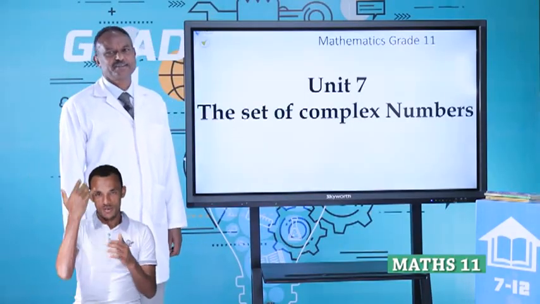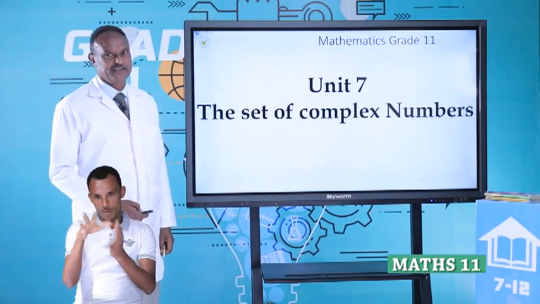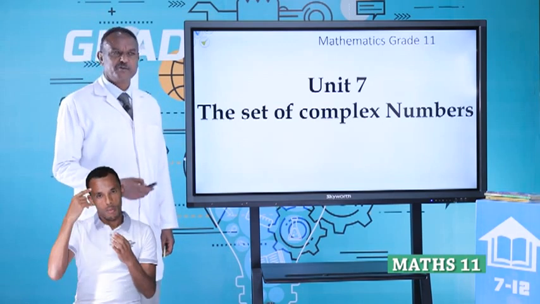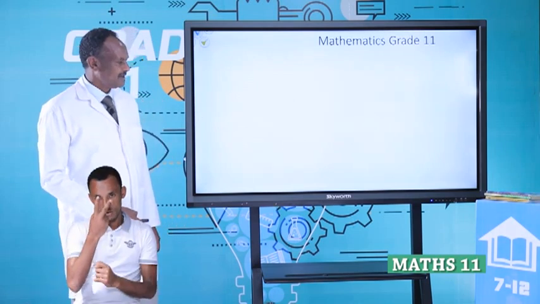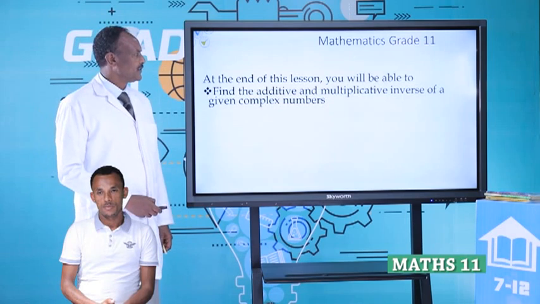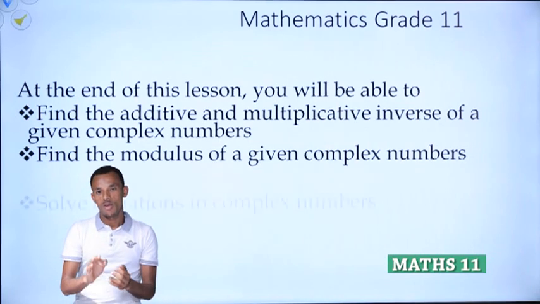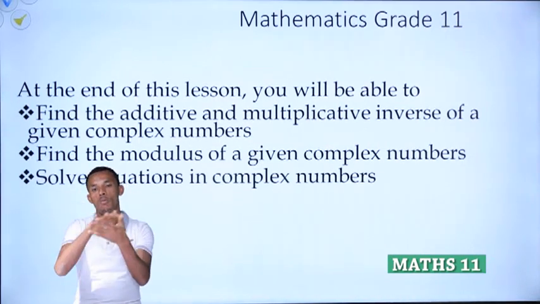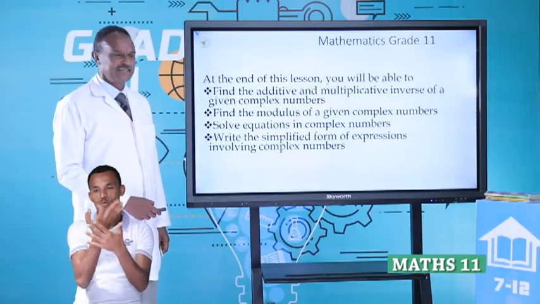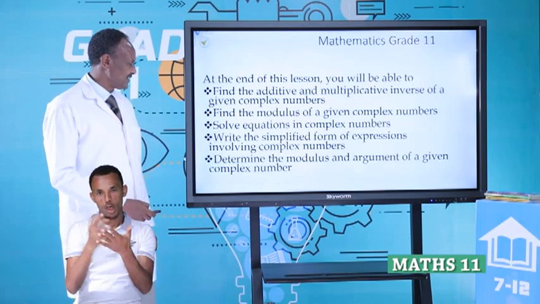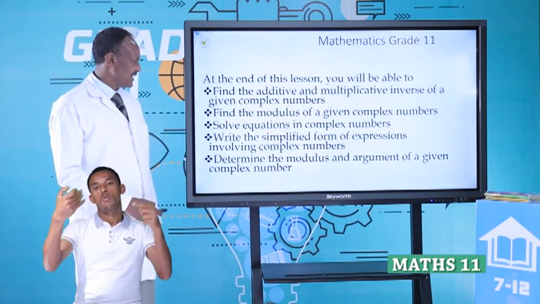In the previous class we started to discuss the set of complex numbers. We have seen the definition of complex numbers, real part, imaginary part, and how to apply operations on complex numbers. Today we are going to see the additive and multiplicative inverse of a complex number, the modulus of a given complex number, how to solve equations in the set of complex numbers, how to write the simplest form of an expression involving complex numbers, and how to determine the modulus and argument of a complex number.